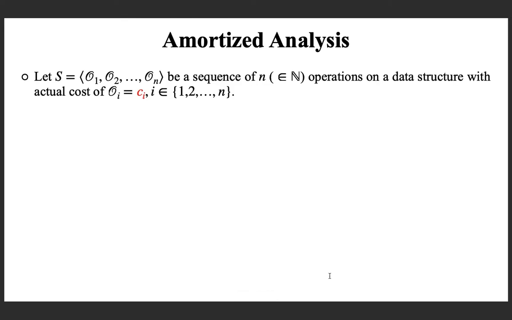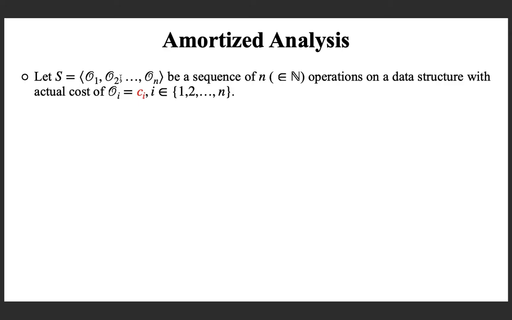So, let us recollect the definition of amortized analysis. This is what we discussed about it. Let S be a sequence of n operations. The operations are O1, O2, etc., On, which are performed on a data structure, and assume that the cost of performing each operation i is Ci. Ci means the cost of performing the ith operation.